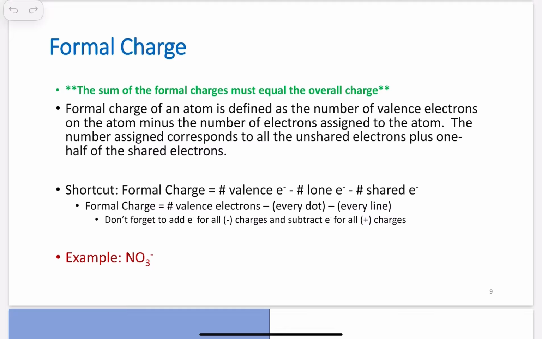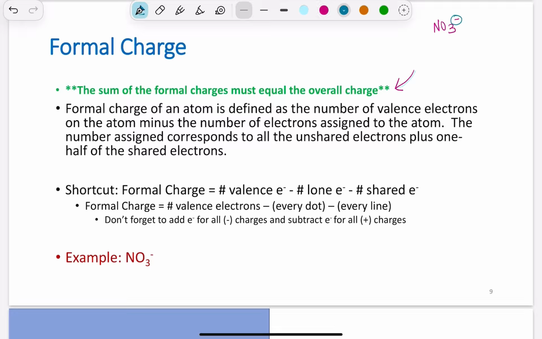So, how do we do it? Formal charge. The sum of the formal charges must equal the overall charge. I will talk about this in the example in just a minute. Okay. What I mean by that is if I look at the nitrate ion, which is down at the bottom of the screen here, when I draw this out, the overall formal charge of the molecule has to add up to -1. I'll show you that one in just a sec.